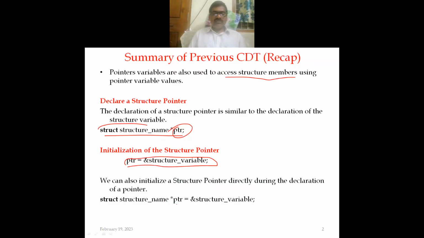Then we can make use of this star followed by the pointer variable name and then dot member variable name. So this we can use to access the structure members using the pointer. This is one way. And the second method we have discussed is by making use of the arrow operator: pointer variable arrow member name. This is another mechanism which we can use to access the members of the structure. So this is what we had a discussion on in the previous classroom.